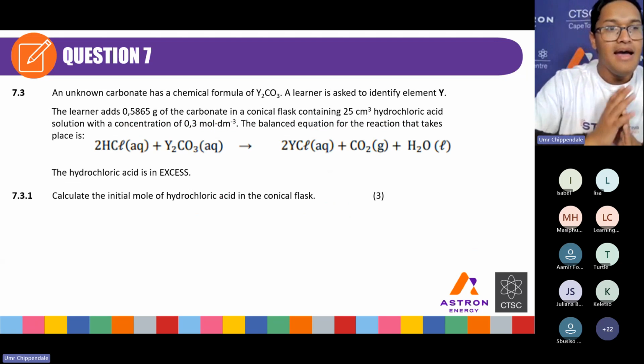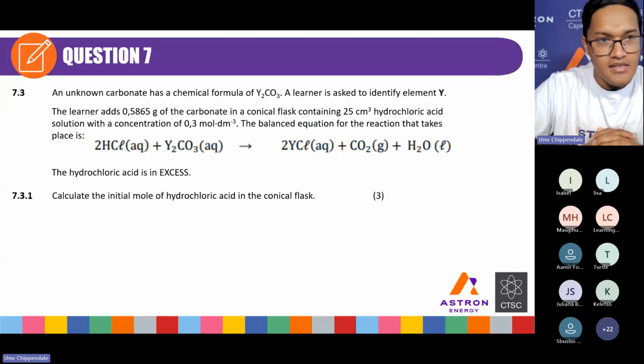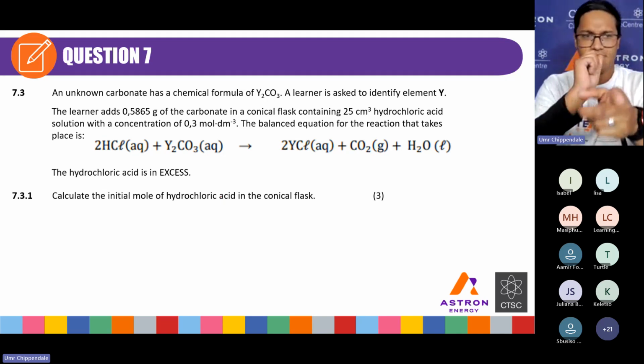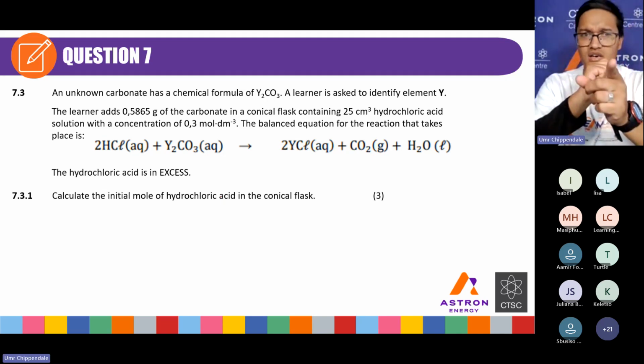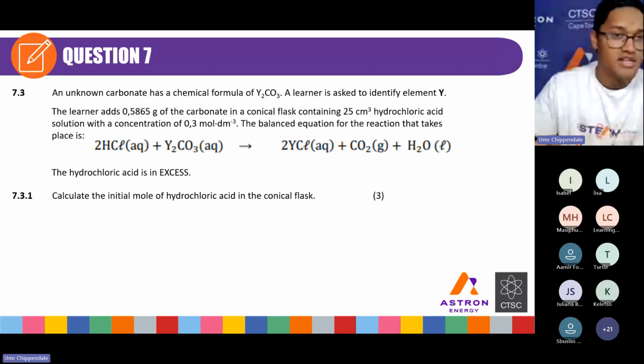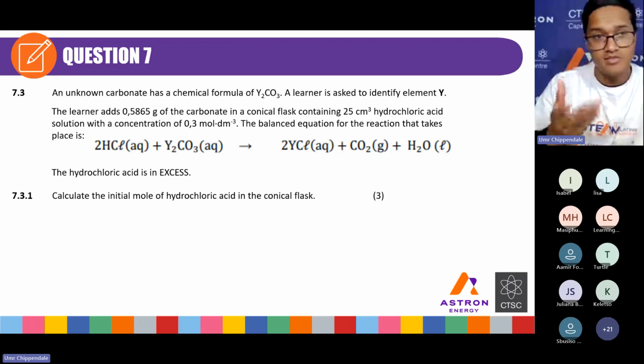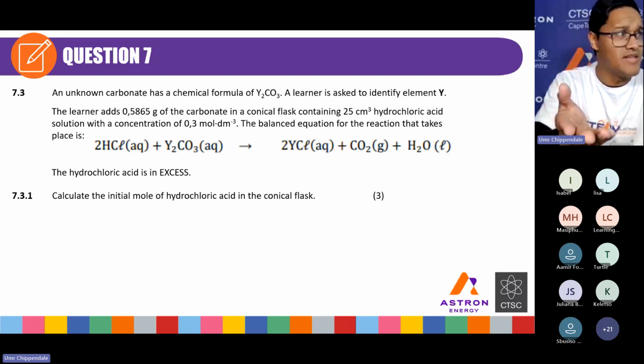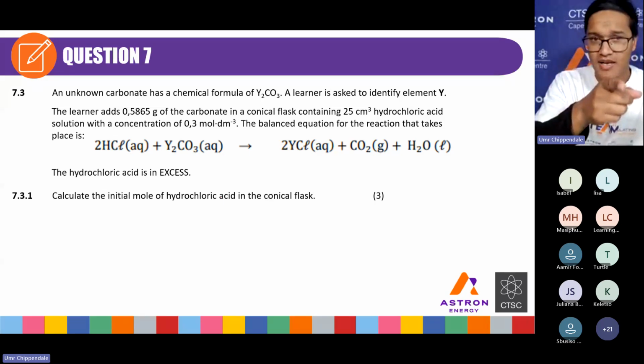7.3. An unknown carbonate has a chemical formula of Y2CO3. So there we can already see we have a chemical formula with Y. Most of the time, if you're used to seeing chemicals together, you don't just see a Y over there. So that means that Y is going to come into play somewhere.